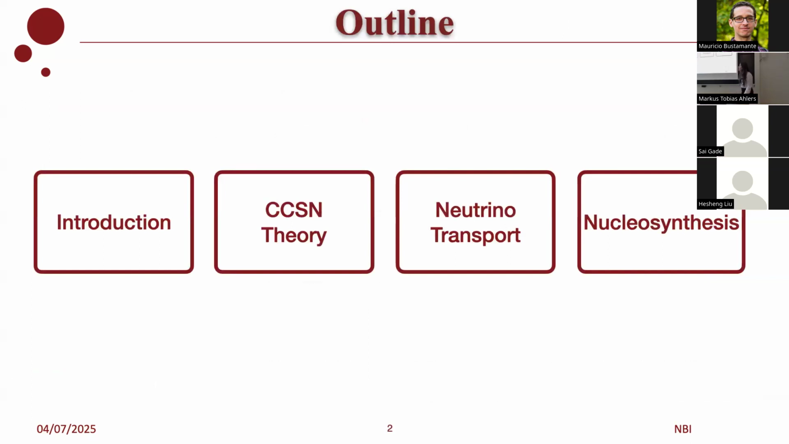My outline today is to briefly remind you what massive stars are, the evolution, theory of core collapse supernovae, and the role of neutrinos, which Shashank mostly covered yesterday. Then I will move on to different approximate transport schemes for modeling neutrino transport. And hopefully, if time allows, I will talk about some of the nucleosynthesis outcomes.